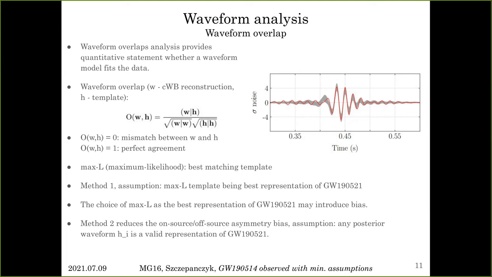We used two methods to answer the question of whether a waveform model fits the data. In the first, we assume that the maximum likelihood template is a valid representation of GW190521, but there can be some biases, because maybe other best matching templates can be a better representation. So we introduce a second method that doesn't make this assumption. We say that all of these best matching templates could be a valid representation of GW190521.